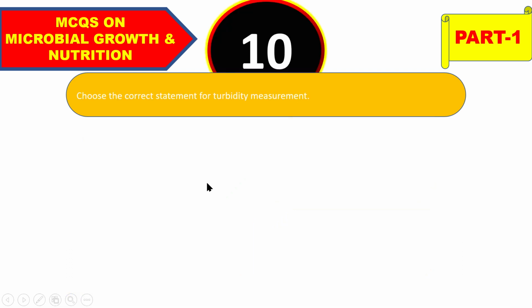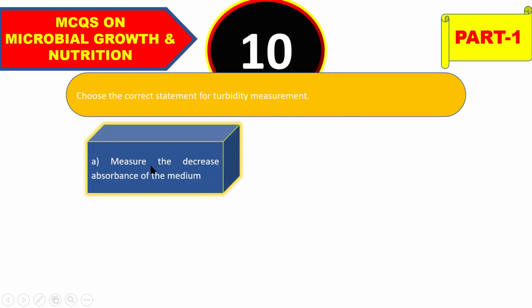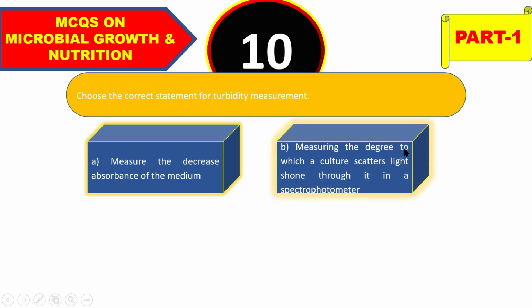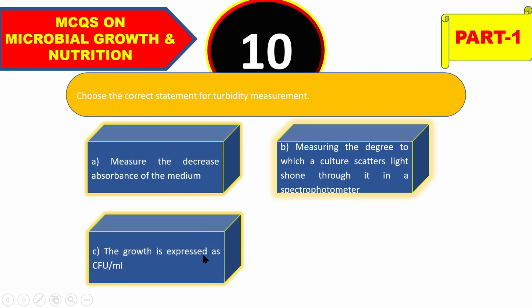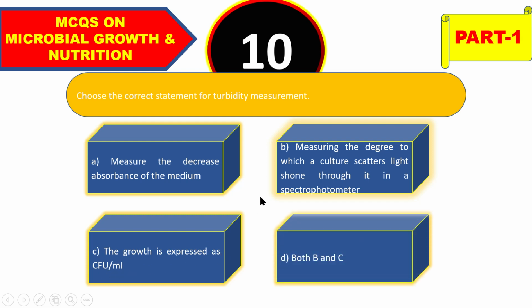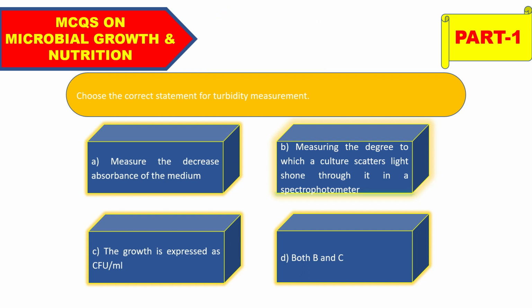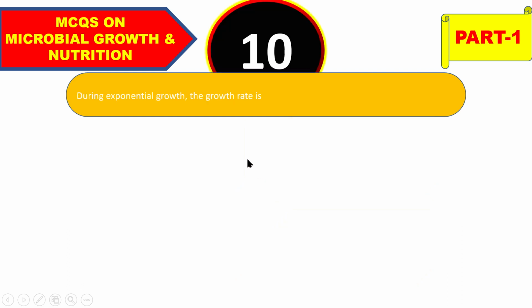So move on to the next, that is choose the correct statement for turbidity measurement. Measure the decreased absorbance of the medium, measuring the degree to which a culture scatters light shown through it in a spectrophotometer. The growth is expressed as CFU per ml, or both B and C. And the right answer about the turbidity measurement is measuring the degree to which a culture scatters light shown through it in a spectrophotometer.